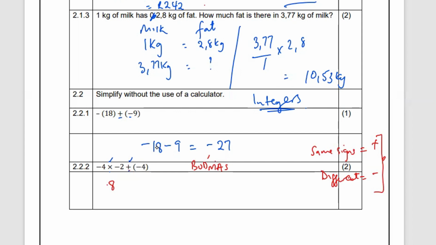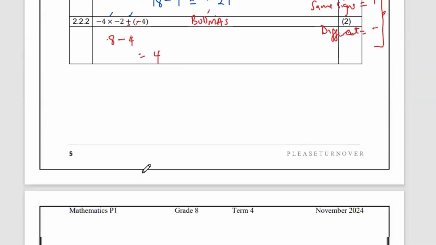And then plus and a negative, this is more like a multiplication. Positive and a negative will give us a negative 4. So 8 minus 4, and then we get the 4. Do not just punch this in the calculator, because you will get the correct answer, which is a 4, but you'll be losing out marks for the working.